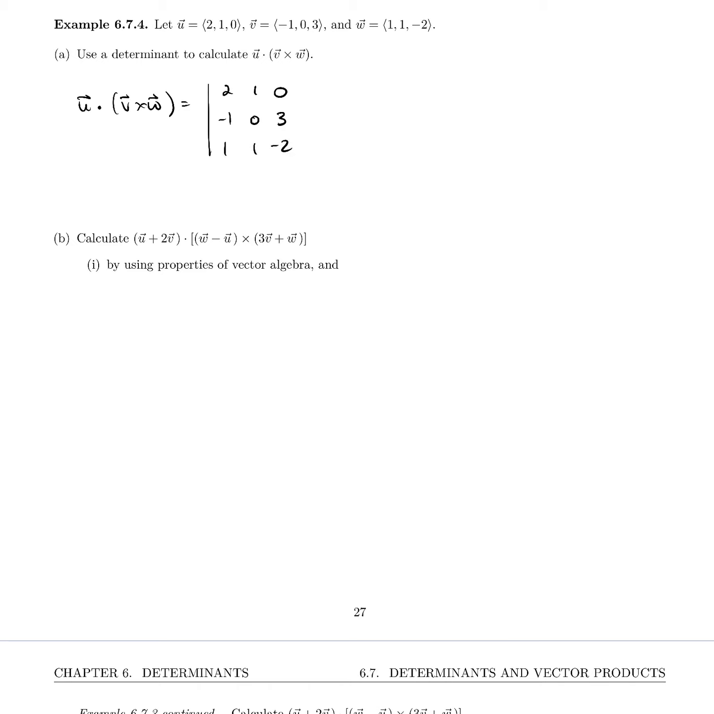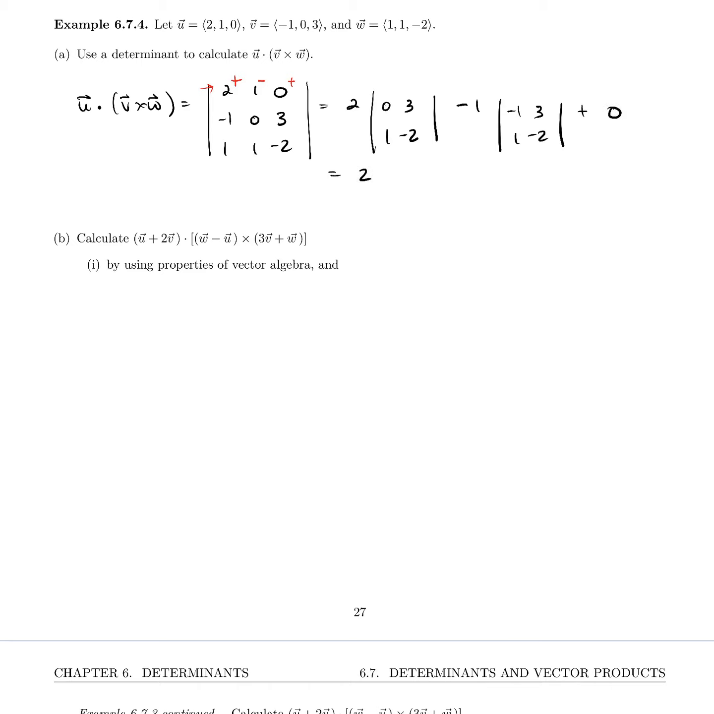And so we've got a 3 by 3 here. Let's do cofactor expansion. We'll do cofactor expansion across row 1. And so we've got plus, minus, and it actually doesn't matter, but we have a plus there. And so that means we're going to have 2 times, and we'll use the minor then when we remove the 2. And so 0, 3, 1, minus 2. Minus 1 times the minor, and now we'll remove the row and column of the 1. So minus 1, 3, 1, minus 2, and then lastly plus 0.